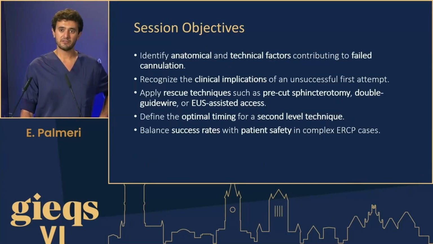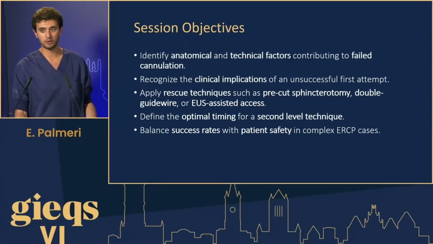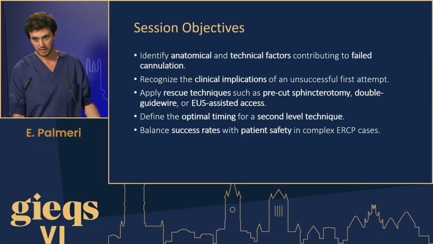The session objectives are: identify the anatomical and technical factors contributing to failed cannulation, recognize the clinical implications of an unsuccessful first attempt, apply rescue techniques such as precut sphincterotomy, double guidewire technique, or EUS-assisted access, define the optimal timing for a second-level technique, and balance success rate with patient safety in complex ERCP cases.